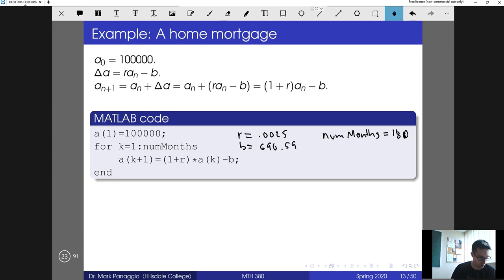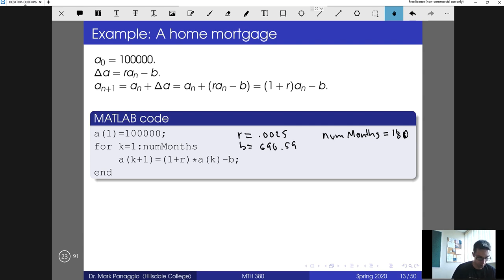And so that's what this first line does. A of 1 is 100,000. And then we'll use our loop to compute A2, A3, A4, and so on. And in this case, rather than writing a function down for the update rule, I actually just explicitly put in 1 plus r times the current value minus b. And it will apply that. So the first time it computes A2 using A1, the second time it computes A3 using A2, and so on.